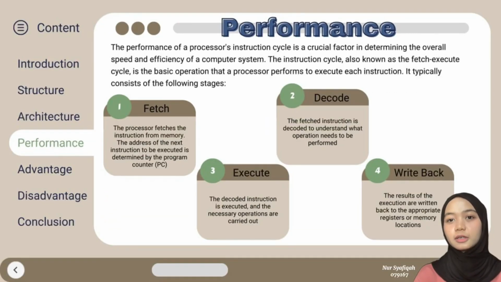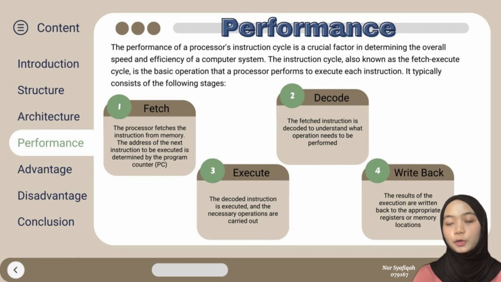The performance of a processor instruction cycle is a crucial factor in determining the overall speed and efficiency of a computer system. The instruction cycle, also known as the fetch-execute cycle, is the basic operation that a processor performs to execute each instruction. It typically consists of the following stages. First, fetch. The processor fetches the instruction from memory. The address of the next instruction to be executed is determined by the program counter, PC.